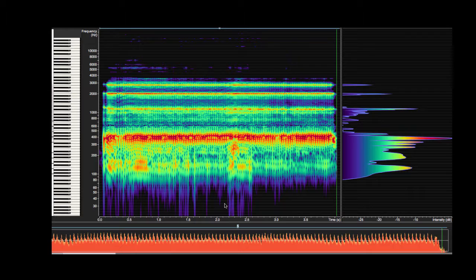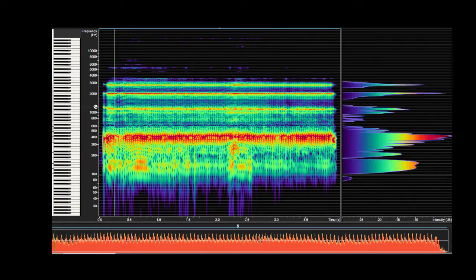Alright, so here's the power spectra of vocal fry. On the bottom axis we have time, and on the left axis we have frequency, and the redder the color, the more intense that frequency is at that moment. And here's what it sounds like.